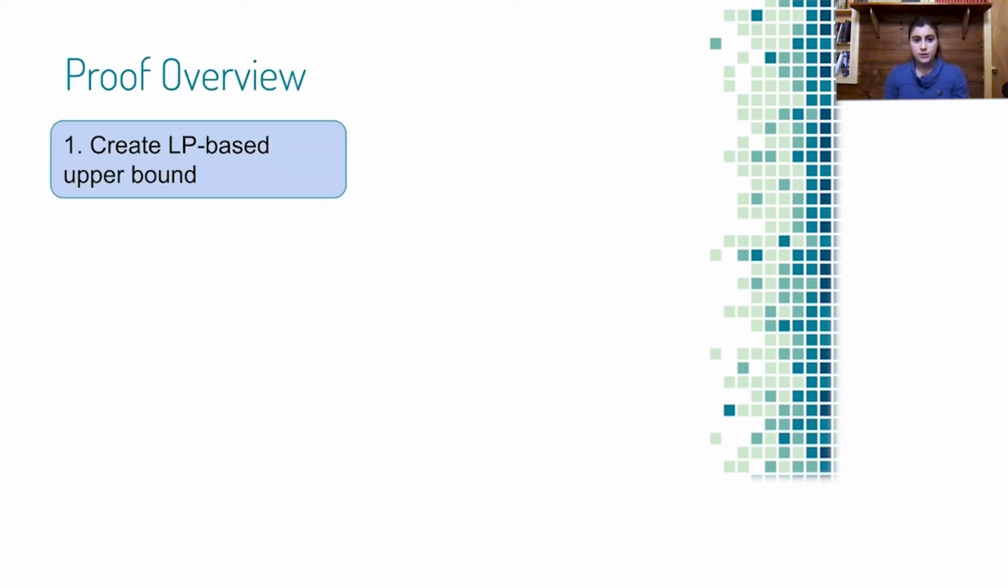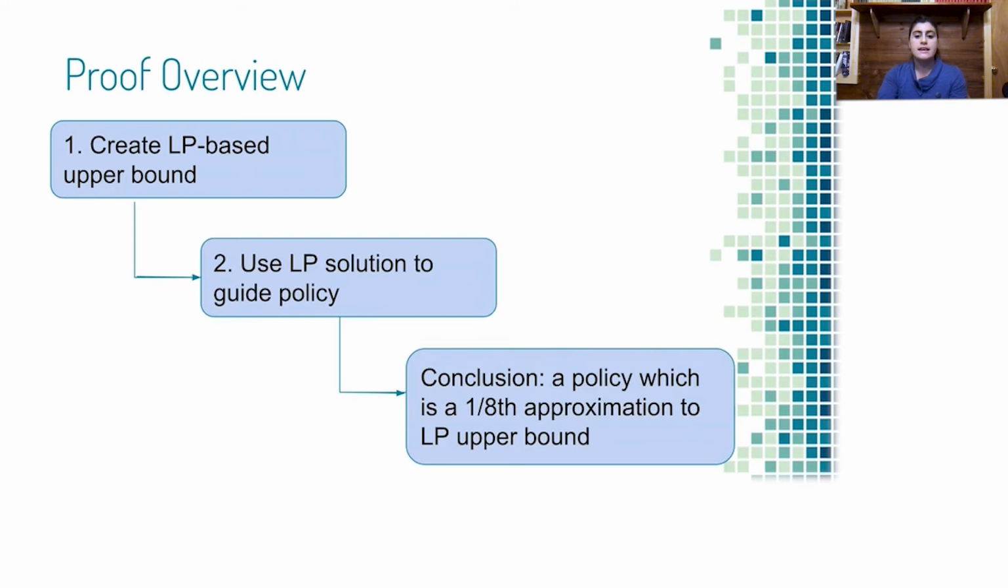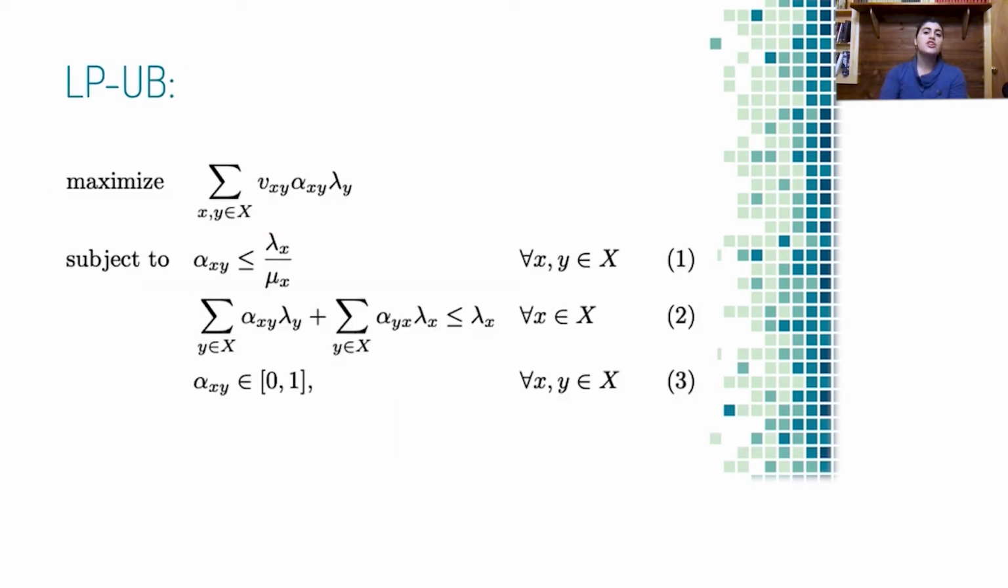Okay, so how do we get to our solution? In a process that will sound familiar to many of you, we began by creating an LP-based upper bound. And then from there, we use the solution to the LP to guide an online matching policy. Finally, we were able to show that this policy in fact got a 1/8 approximation to the LP upper bound, and therefore a 1/8 approximation to the best that we could possibly get in hindsight. Now let me show you this LP that I mentioned just now. It might look complicated, but let's step through it because it's really important in understanding how we solve this problem.